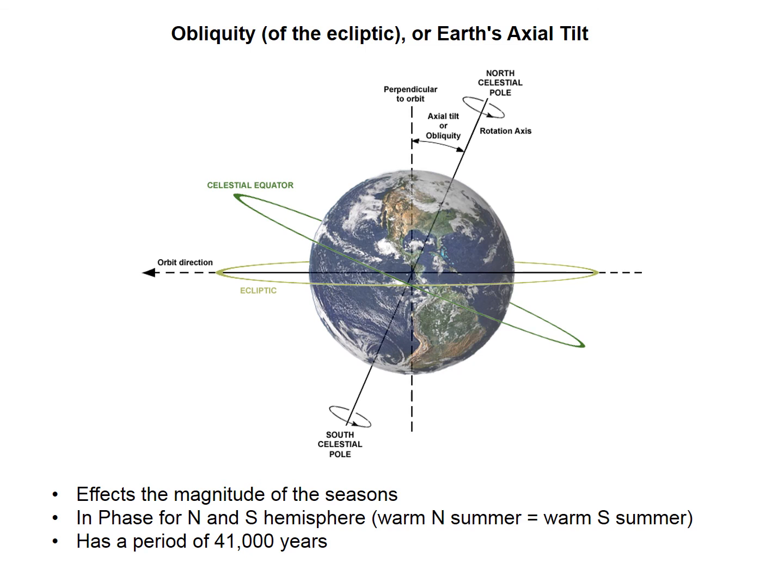It also is when the axis is tilted over more, summer in the northern hemisphere will be warmer and we'll have longer days, and also summer in the southern hemisphere will also be warmer. So the effects in the northern hemisphere and the southern hemisphere are in phase. They're happening at the same time. And you'll see that's not going to be the case for everything else.